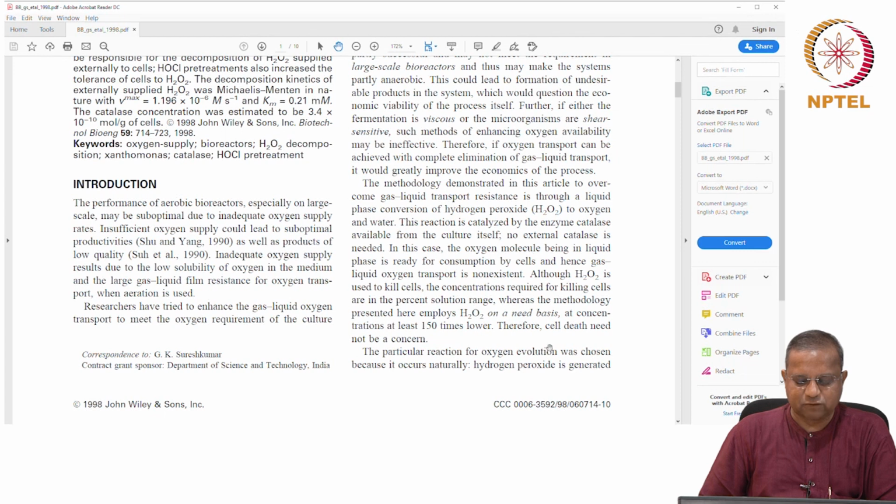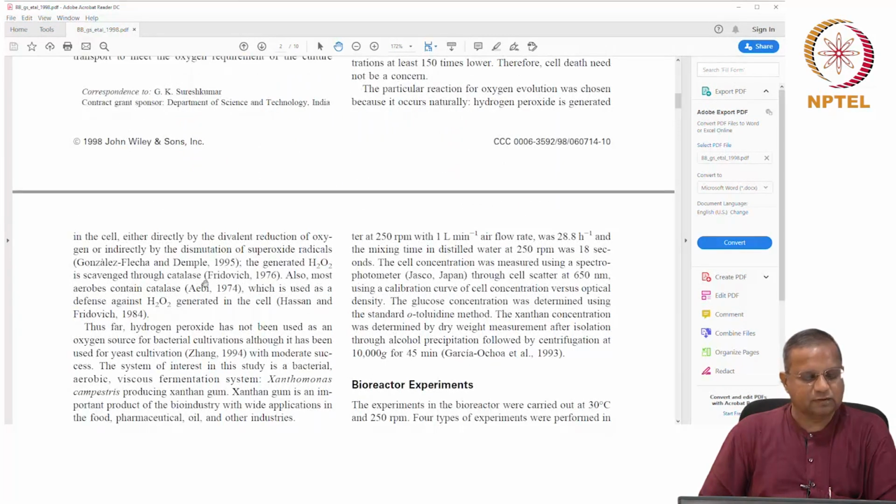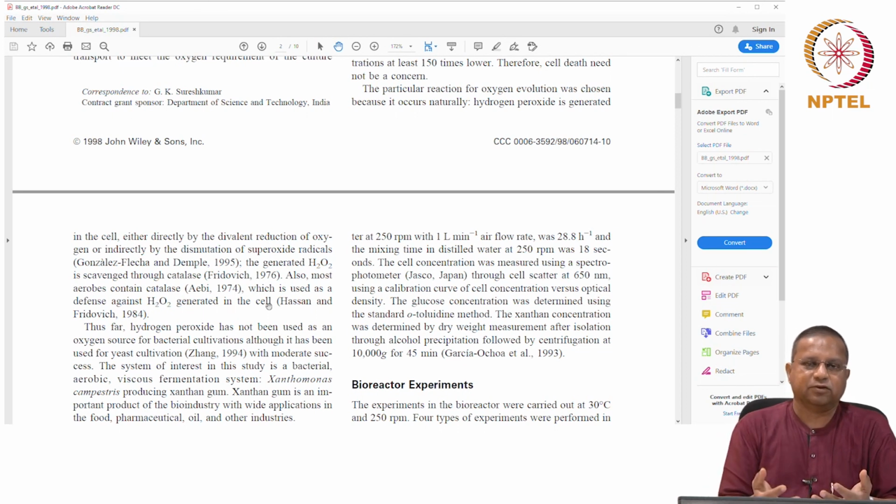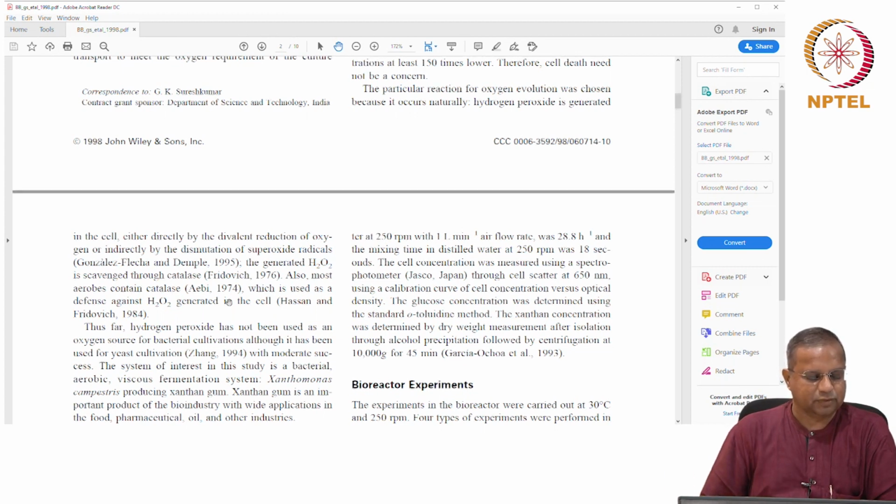The particular reaction for oxygen evolution was chosen because it occurs naturally. Hydrogen peroxide is generated in the cell either directly by the divalent reduction of oxygen or indirectly by the dismutation of superoxide radicals. The generated hydrogen peroxide is scavenged through catalase. Most aerobes contain catalase, which is used as a defense against hydrogen peroxide generated in the cell. Okay. So we are using something that is already present in the cell to take care of this.